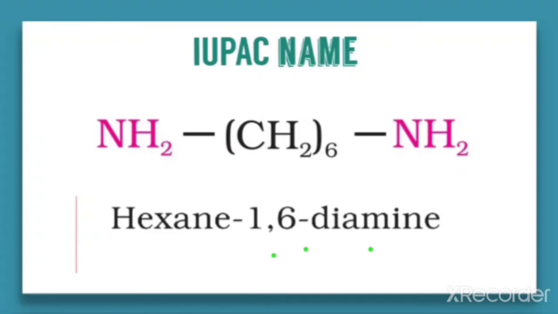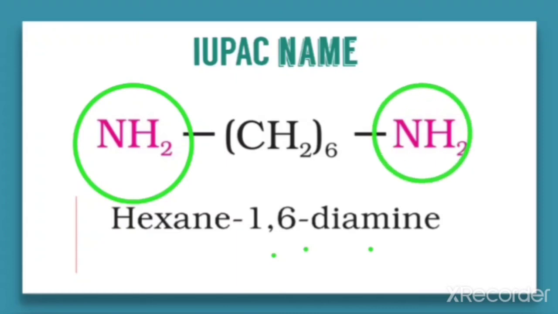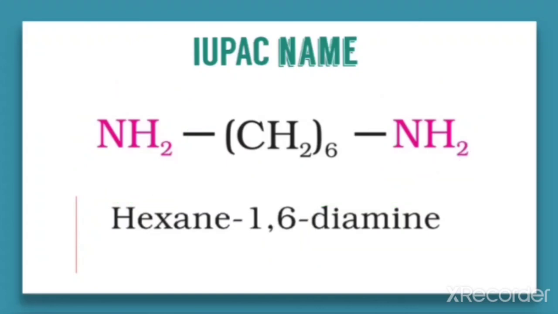1,6-diamine. Why are we using diamine? Because here 2 amine groups are there, therefore it is named as diamine. So hexane, that is a 6 carbon chain, and the position of the amines is on the first and 6th carbon, therefore it is named as hexane-1,6-diamine.